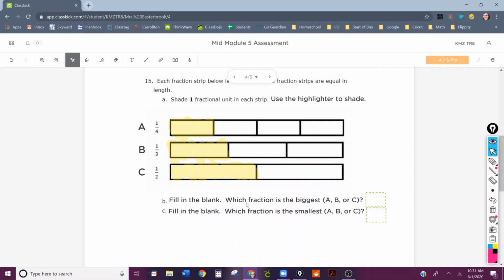B says fill in the blank. Which fraction is the biggest? So I put an A, B, and C next to the fractions in the fraction strip. Well, which piece that you shaded was the most? Well, down here, 1/2, you shaded the most here. So that would be C. So C is the biggest fraction. C, fill in the blank. Which fraction is the smallest? Well, up here, the 1/4 had the least amount of shading, and that was A. So A is the smallest.